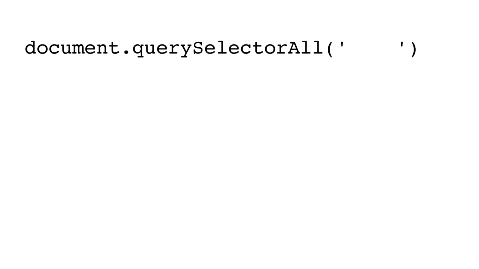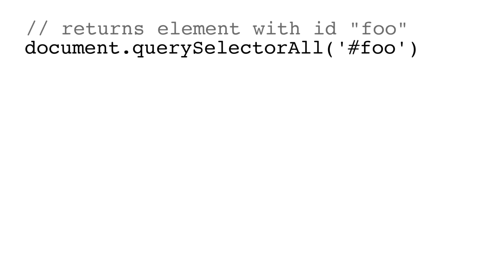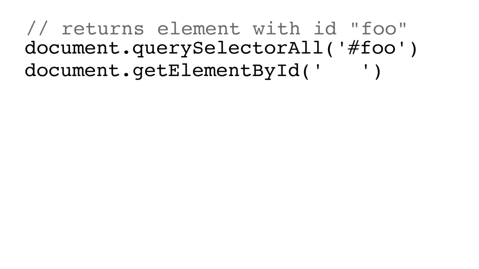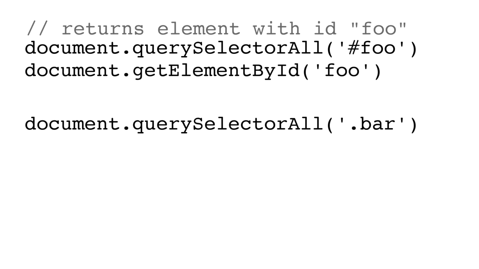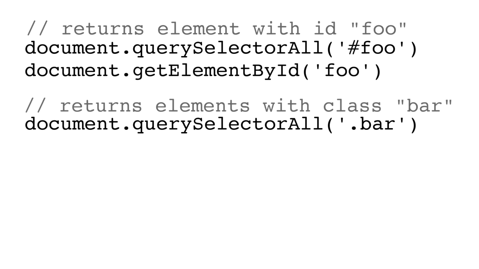So if we say querySelectorAll and pass it the string "#foo", that's going to give us back the element with the ID foo. You can also say document.getElementById and pass it the string "foo". Without that hashtag, you're going to get back the same exact object. So if instead we pass the string ".bar" to document.querySelectorAll, we're going to get back all of the elements with the class bar. So we can also combine CSS selectors.